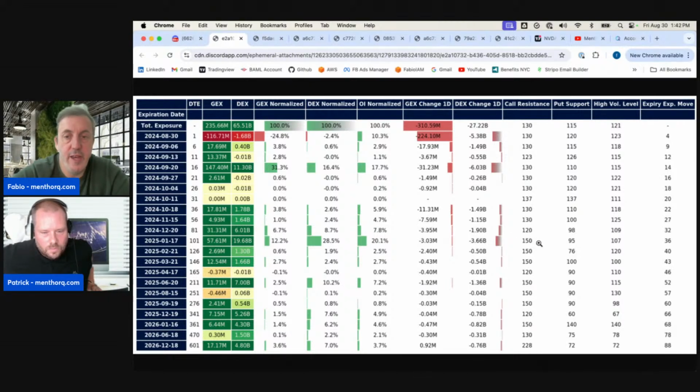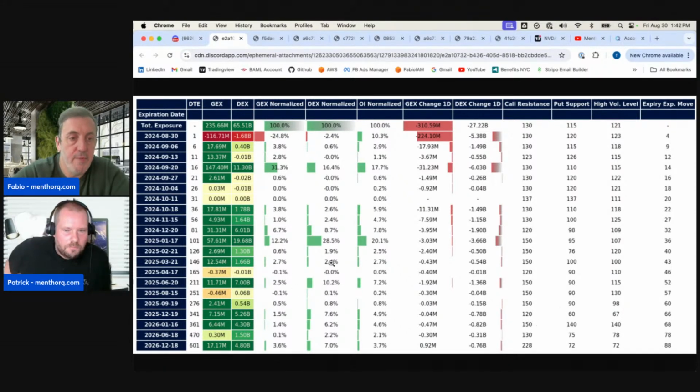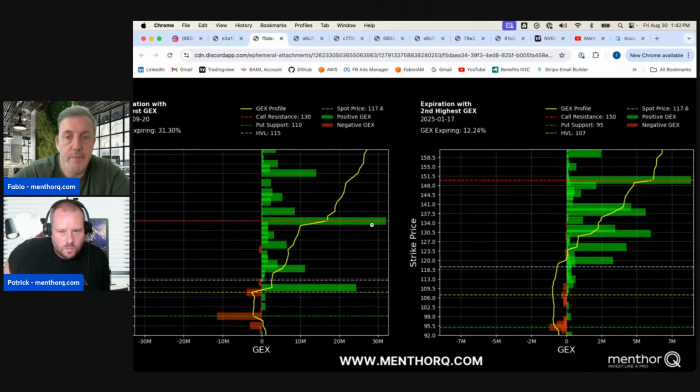And then you can see our core resistance is now at 150. The put support is 95. And the IVO level is 107. So again, this 150, 160. If we scroll down, we have a 228 for December. This is 2026, so this is further up in the future. But as you can see, the different levels are exactly the same ones that you see here.